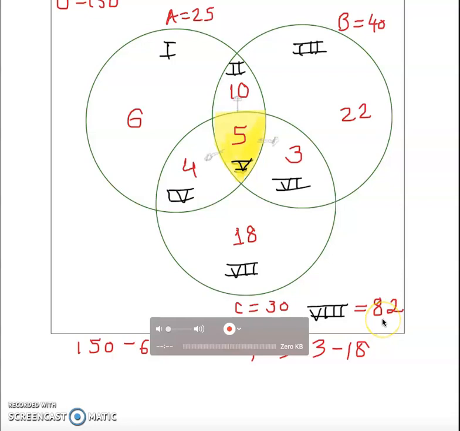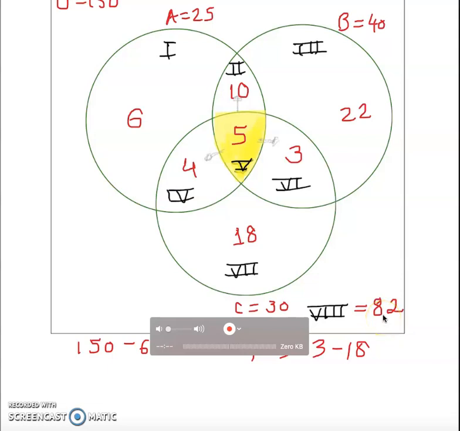What does this 82 really mean? 82 means they're part of a survey or part of a discussion, but they are not involved in this. They don't want to do any of this, what A, B, and C is doing. So this is like independent, or they don't like to do something.